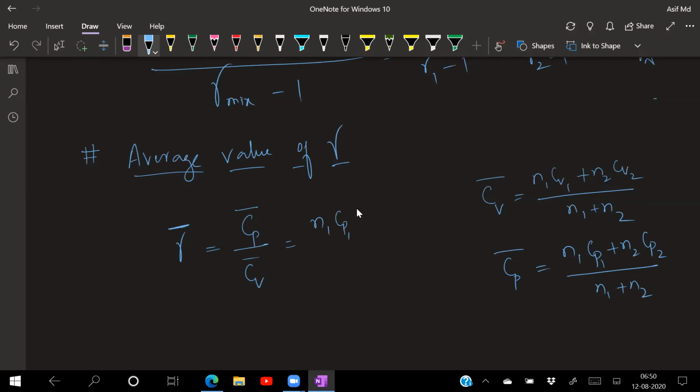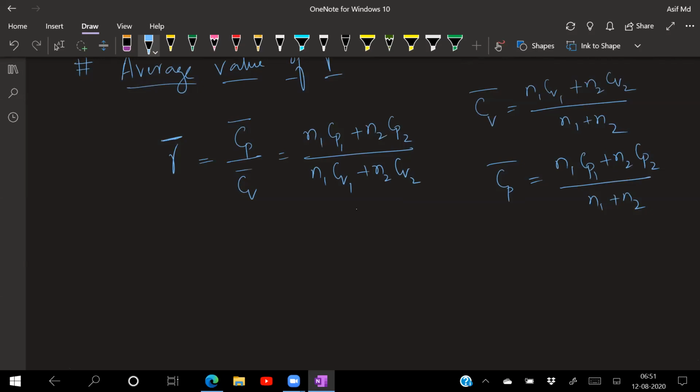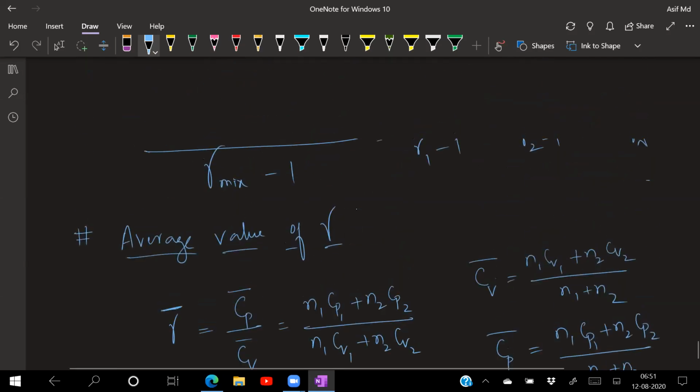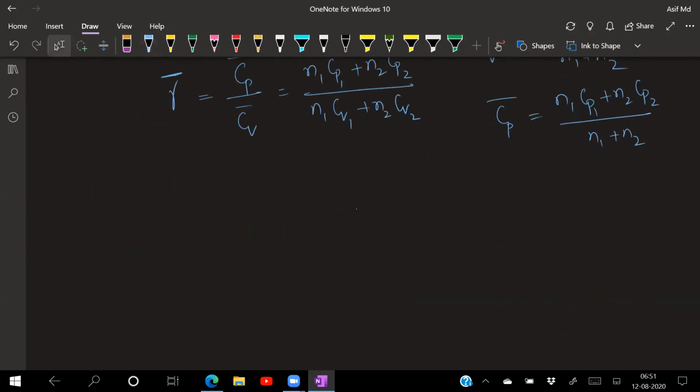N1 Cp1 plus N2 Cp2 divided by N1 Cv1 plus N2 Cv2. Can I write like that? Yes, sir. Simplifying, we'll get the relation for this one. This is also one more form, or else you can directly remember gamma of mixture by the formula which I told you in the above condition. Next, one more important formula.